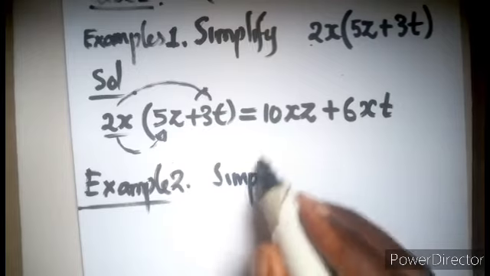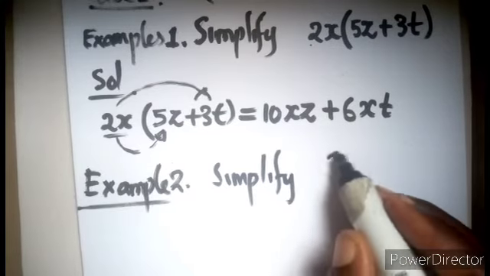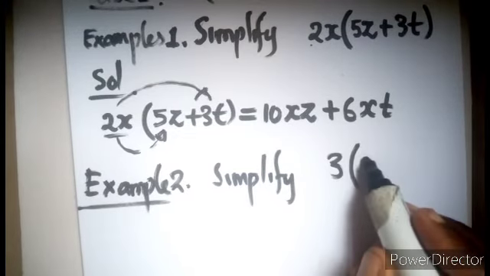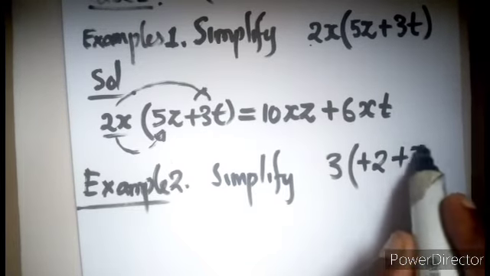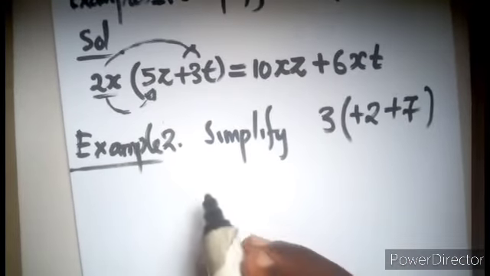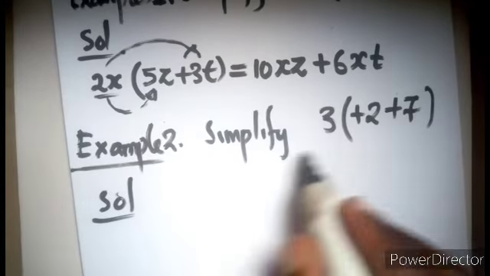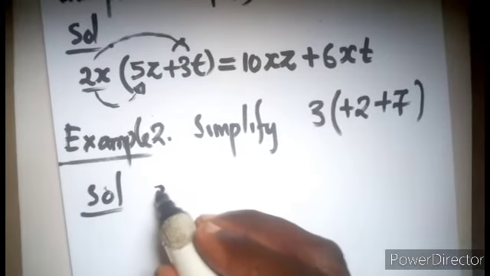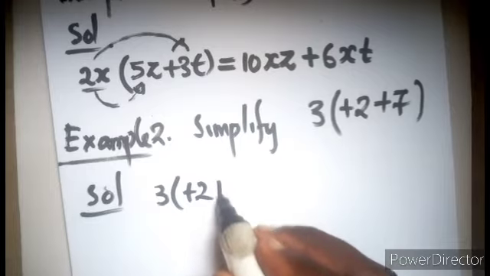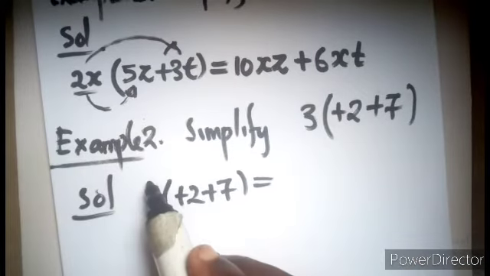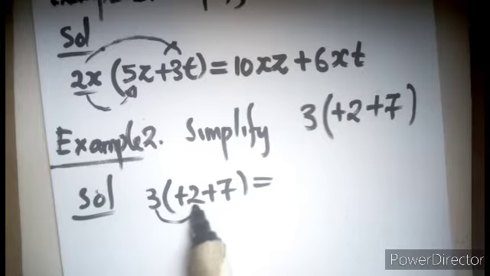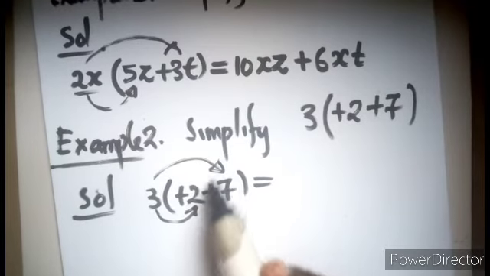Simplify 3 into (what?) plus 2 plus 7. Same thing here, this is just with numbers. This technique says that when we use 3 and multiply by plus 2, and then 3 and multiply by plus 7.